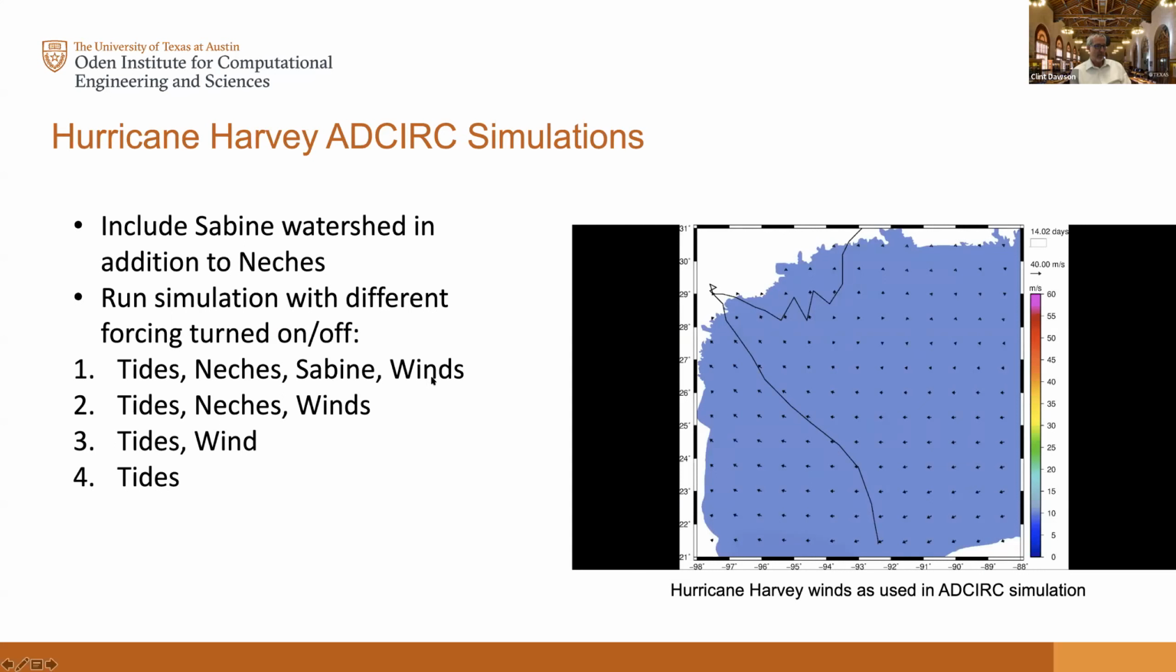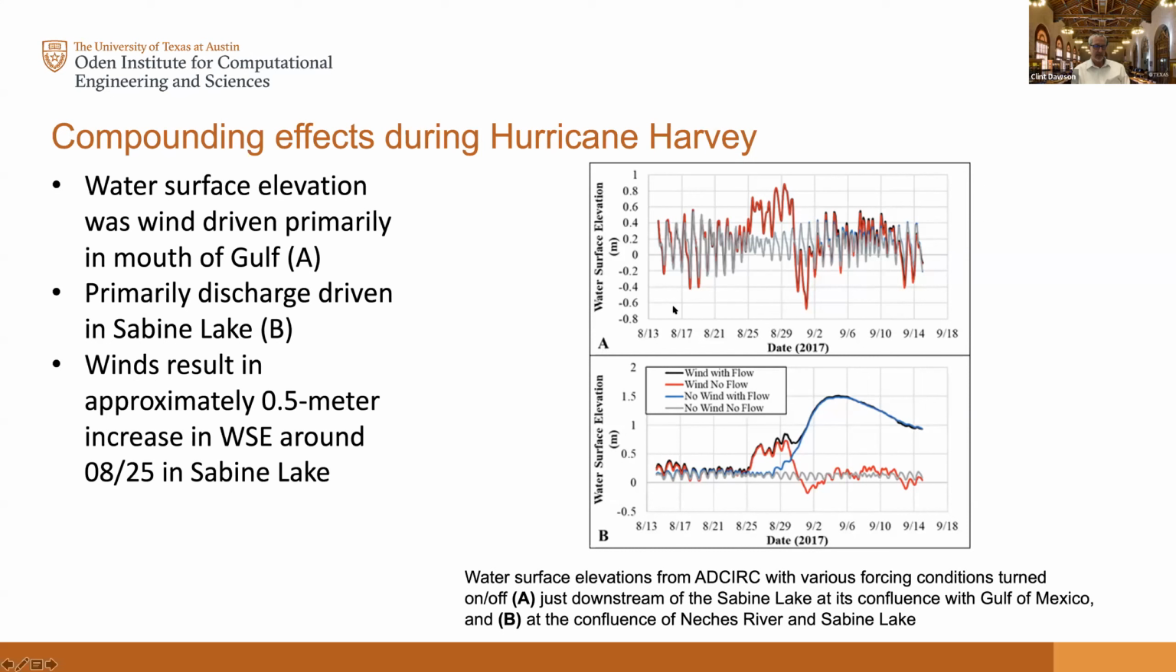Okay, so what we see, if we look at these two plots on the right, is what happened at the mouth of the Gulf. This is A, where the Gulf flows into Lake Sabine, and the flow is primarily wind driven or surge driven. So the gray here is tides only. So initially it's tides, then you see the impacts of the surge here. The surge only got up to about 0.9 meters. Okay, and then you have the water going in, the water coming out, and then basically the tides again.